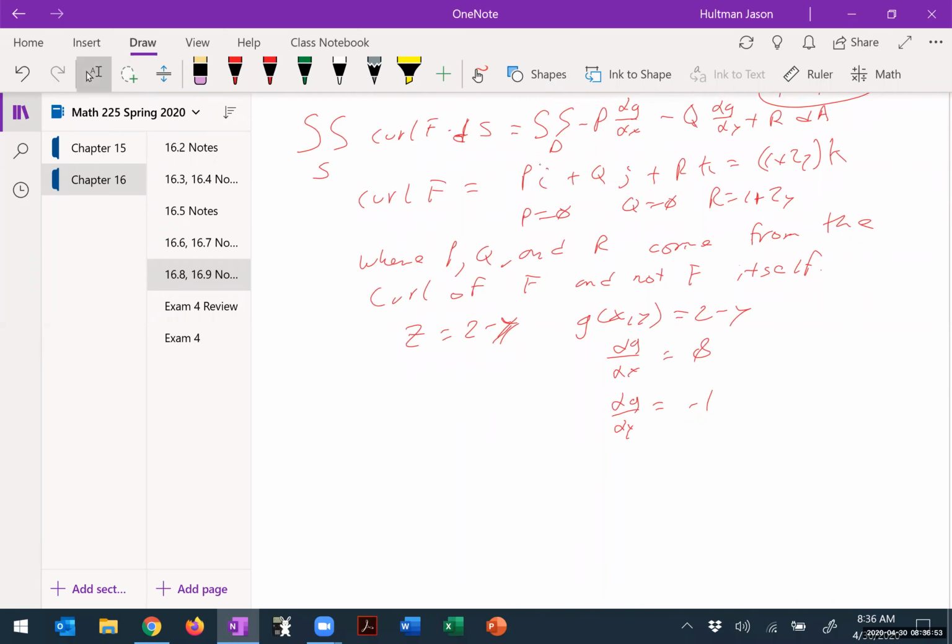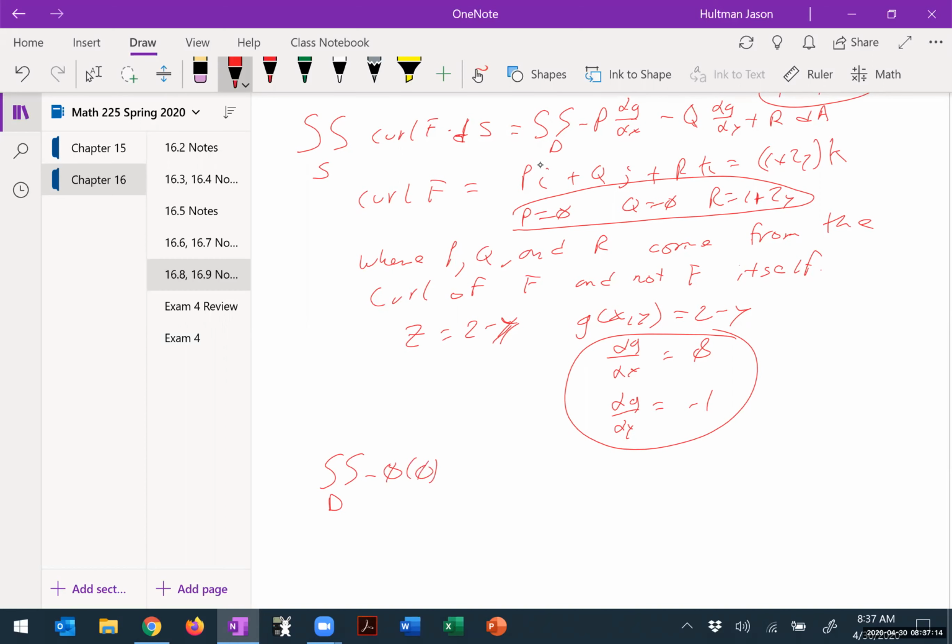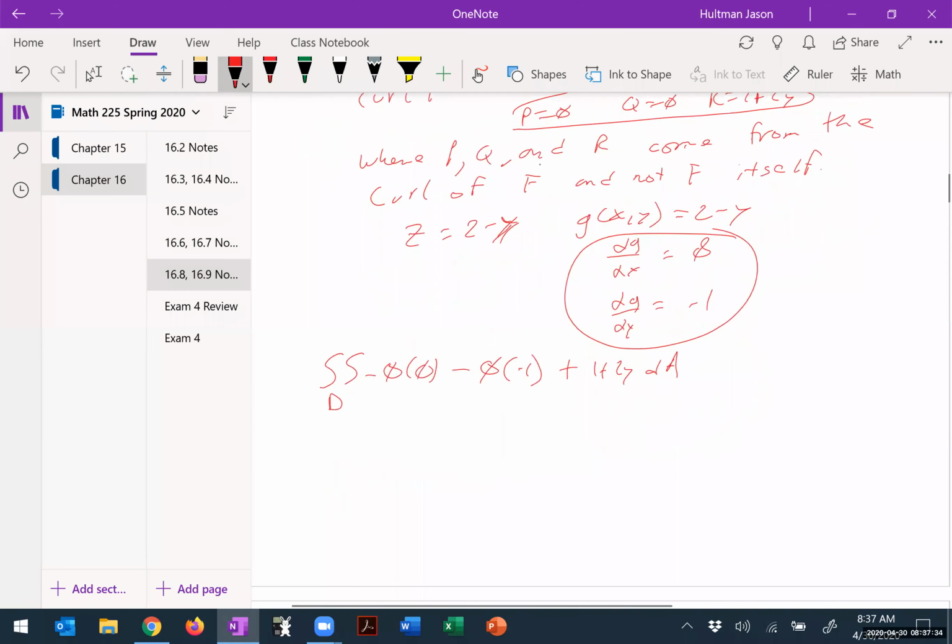Okay, so plugging all of this in, what are we going to get? Well, we're going to get d. Negative p, well, what was p? I'll circle these things that we want here. Okay, what was p? Well, p was 0. What was dg dx? It was 0. So that whole term goes to 0. Minus q, what was q? Q was 0, times -1, which is dg dy. And then plus r. Well, what was r? R was 1 plus 2y, and then this is dA, dA being the projection of that.